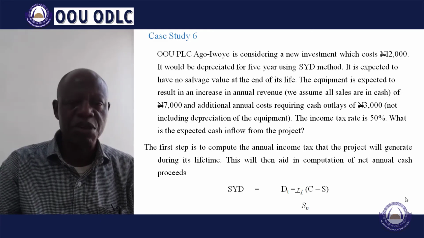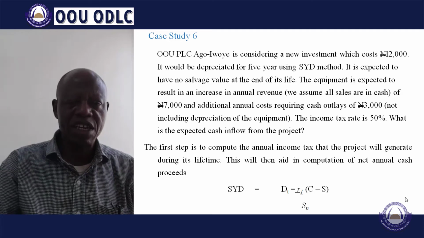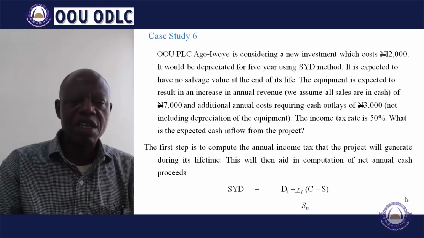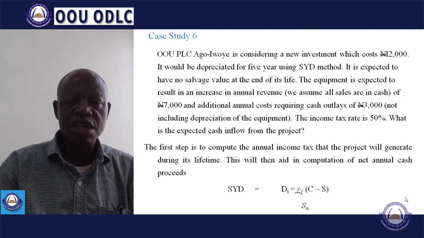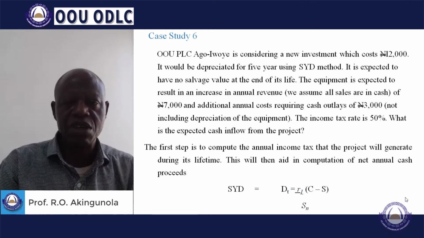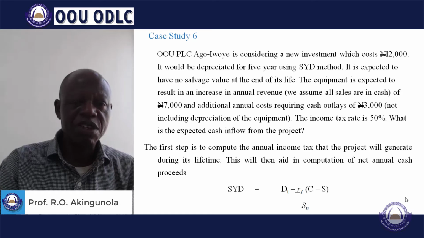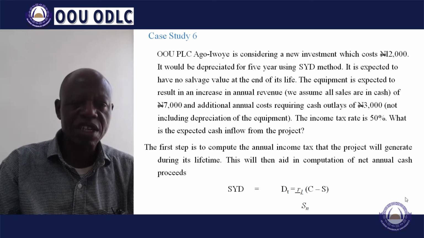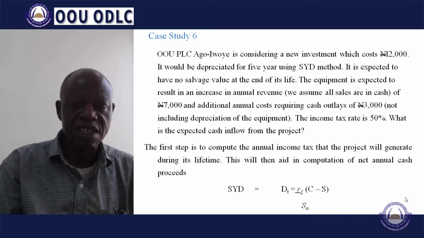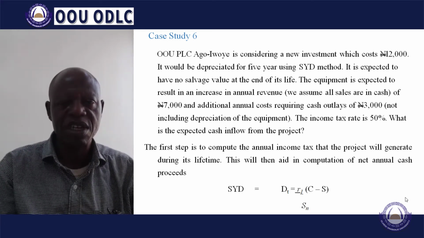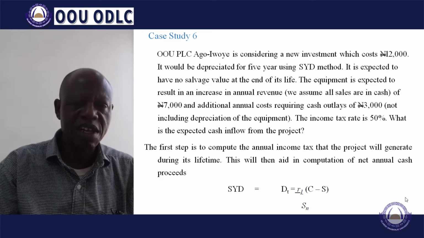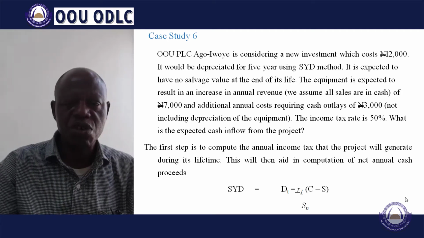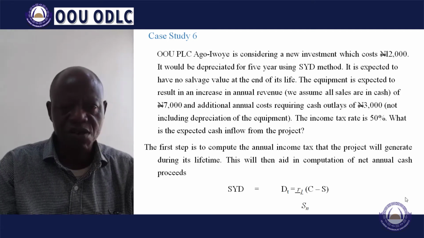The decision is important because it will attract the method of tracking and the time it is to be paid. The equipment is expected to have a scrap value at the end of its life. The improvement is expected to result in an increase in annual revenue, that is cash inflow. Annual revenue is an inflow of 7,000 naira, and an additional cost of 3,000 naira, that is an outflow.